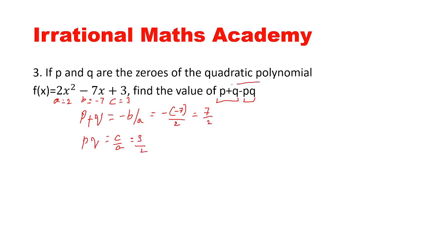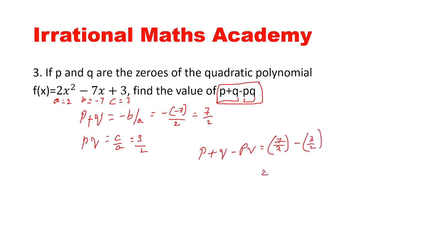What is the question they asked? P plus Q minus P into Q. So P plus Q minus P into Q. What is my P plus Q value? 7 by 2, minus P into Q, 3 by 2.